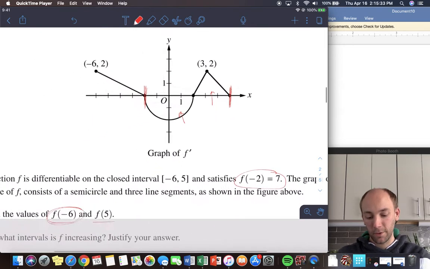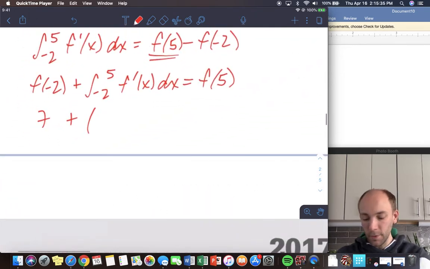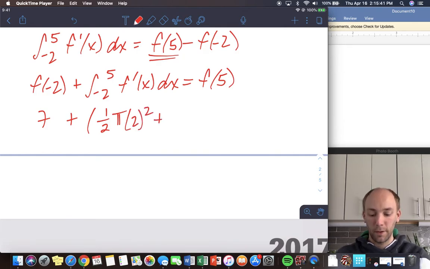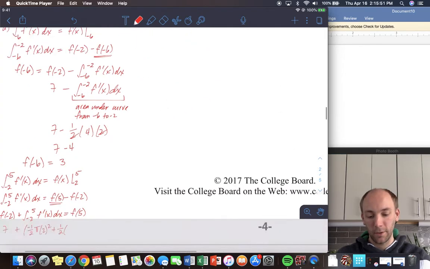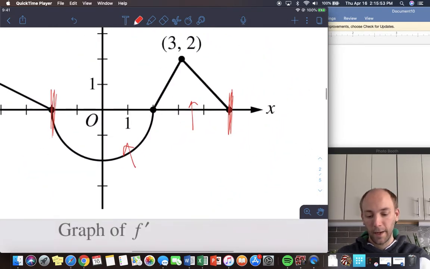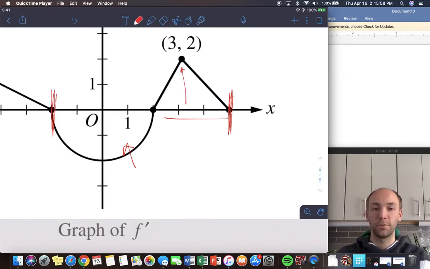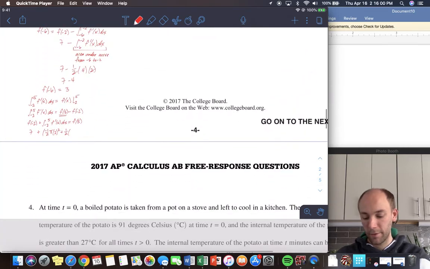For the semicircle, it's half of a circle, pi r squared, and that's below the x-axis, so I should include a negative. Plus the area of the triangle: let's go back to that triangle for a second. 1/2 base, which is 3, times the height, which is 2. So 1/2 times 3 times 2.